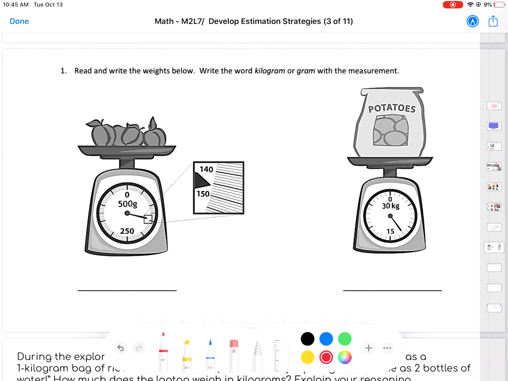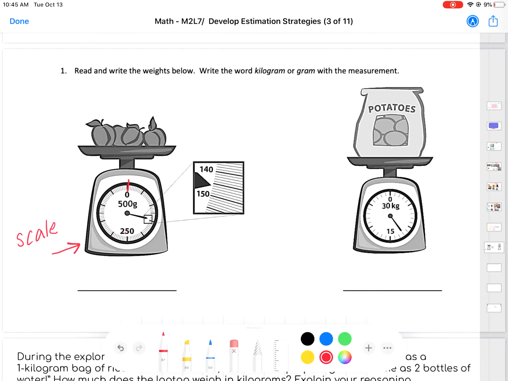For this activity, we're going to practice how to read a scale. So this tool here is a special tool that we use to measure the weight, and we call this a scale. Nowadays, we have many different kinds of scales, but we're going to use this one to practice how to read the weight on a scale. So let's look at the first drawing.